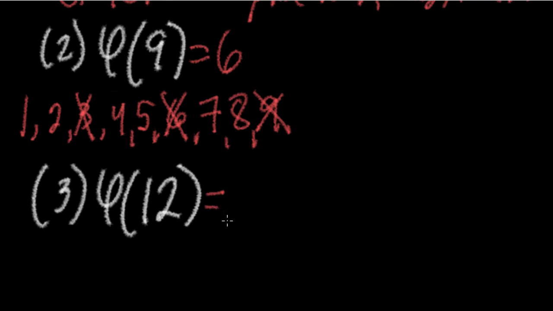For the 12, let's count them. 1 is a yes. 2 is not because they have a common factor, which is 2. 3 is not because they have a common factor, which is 3.